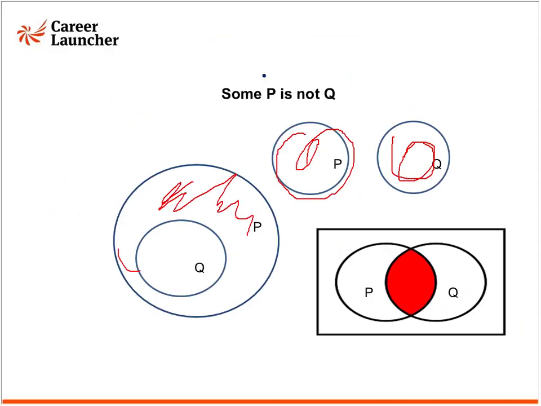Here in this figure 3, we can see this is P and this is Q. This portion of P is Q, the one marked red, but this portion which is blank is not Q. So some P is not Q. Let us take an example.